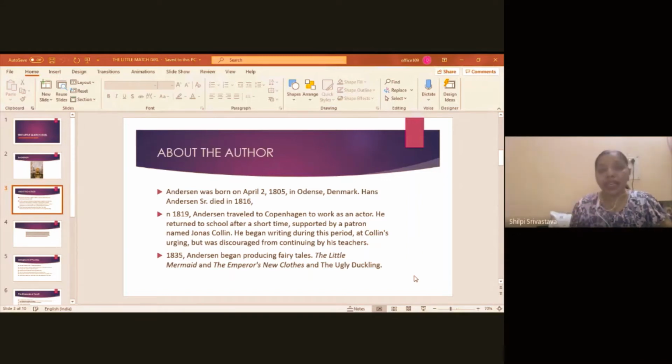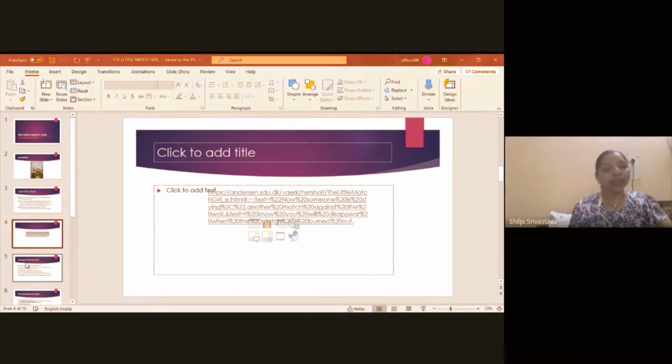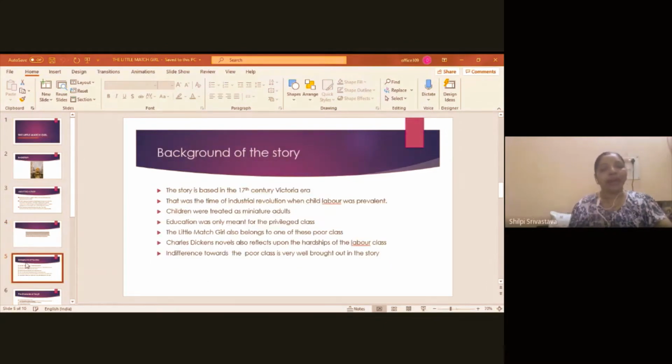What was the need for writing fairy tales for children? How come the fairy tales came into existence? Coming to the next slide, the background of the story. All right, so it is very important to know the background of the story.